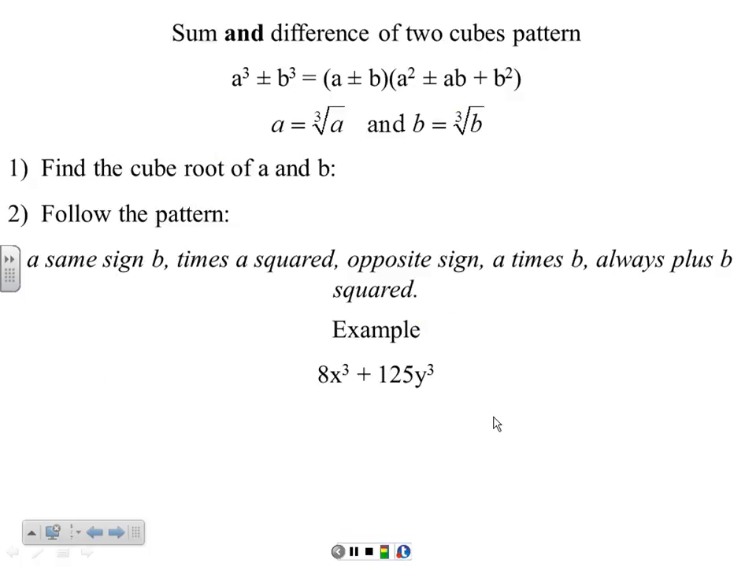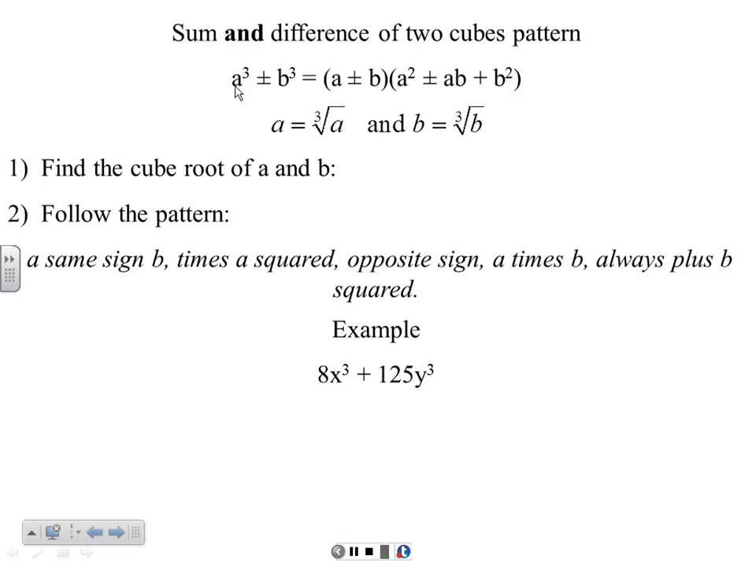Okay, the next pattern is a sum and difference of two cubes. So that means that, in this pattern, it doesn't matter if it's plus or minus in between. That's what that symbol means. It is a plus or minus symbol. It doesn't matter if it's positive or negative. But your first term has to be a perfect cube, and your second term has to be a perfect cube. So let's talk about cubes. What are some perfect cubes?